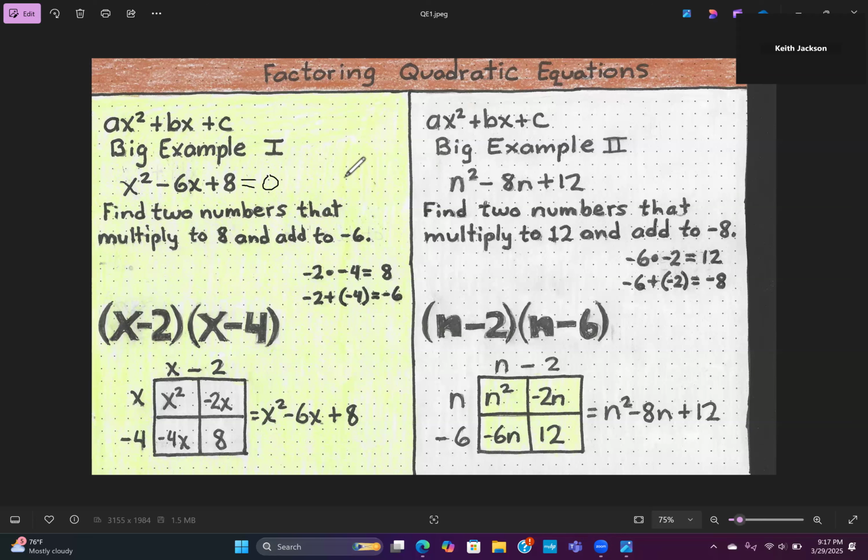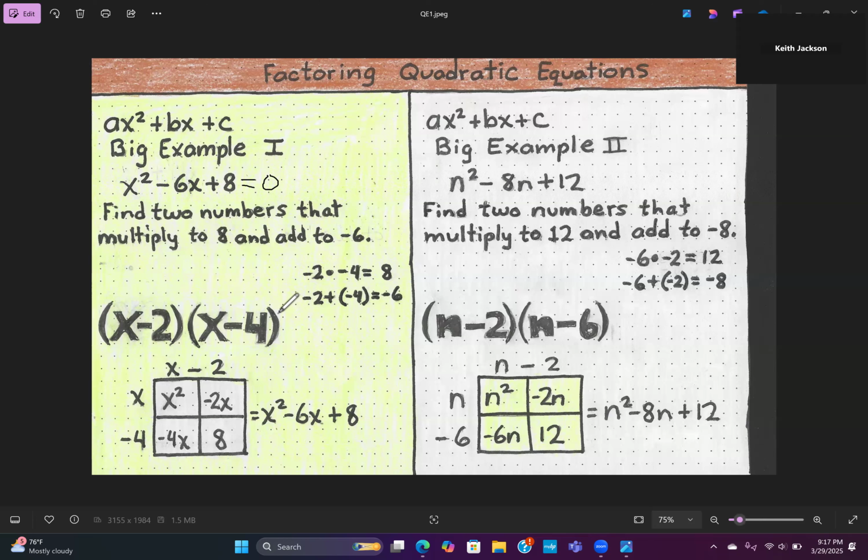Because we're setting this quadratic equation equal to 0, we're going to find two numbers that multiply to 8, but at the same time, those same two numbers must add to negative 6. What will those numbers be? Well, here they are. We have a negative 2 times a negative 4, because a negative 2 times a negative 4 will give us a positive 8. And at the same time, that same negative 2, when you add it to that negative 4, is going to give us a negative 6. So we found our two magic numbers.